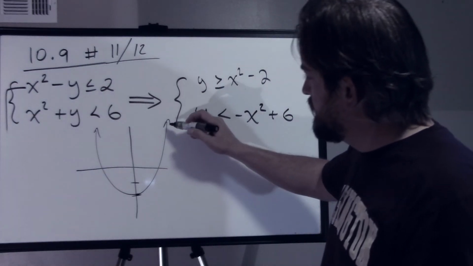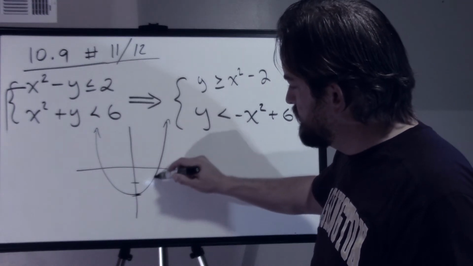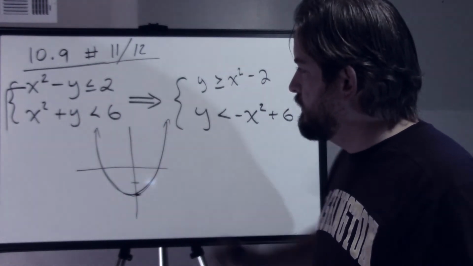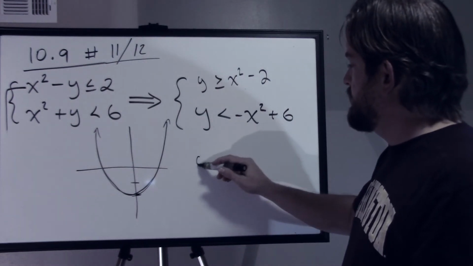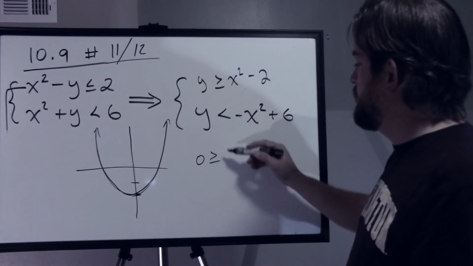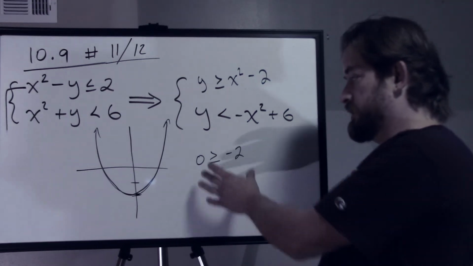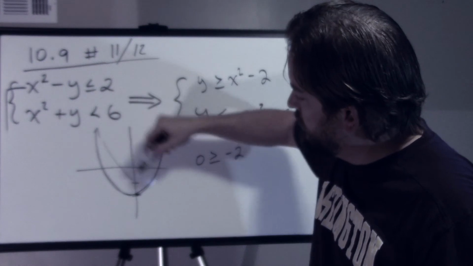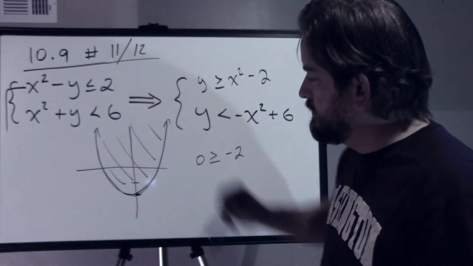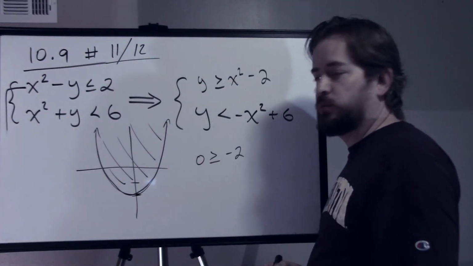So I do have this solid line, and then I just have to test a point to see where I'm going to shade. Okay? So if I plug in 0, 0, because I can, I get 0 is greater than or equal to 0 minus 2, but that's true. 0 is indeed greater than negative 2, so I'm going to shade lightly in the inside of that parabola.